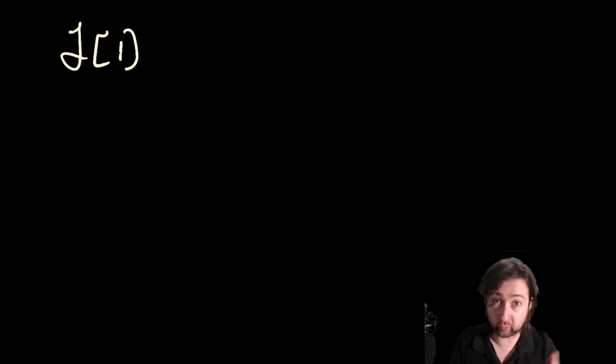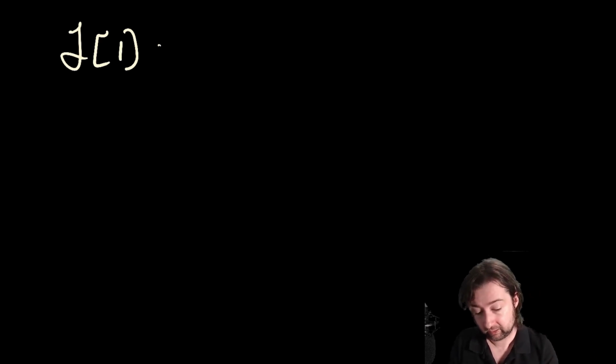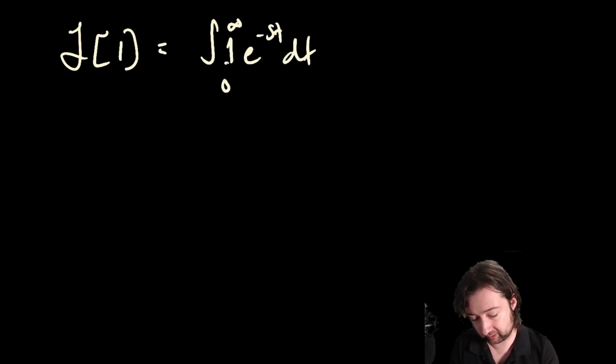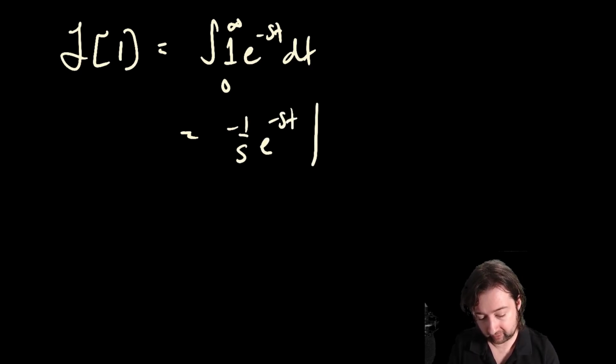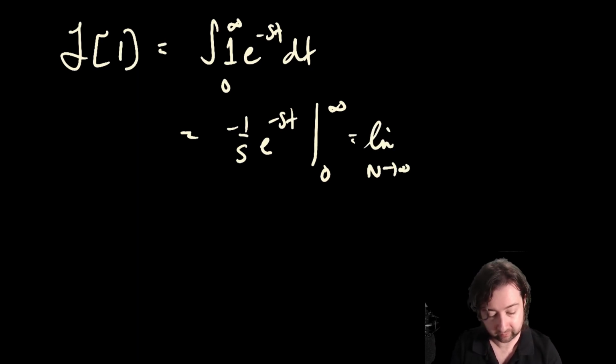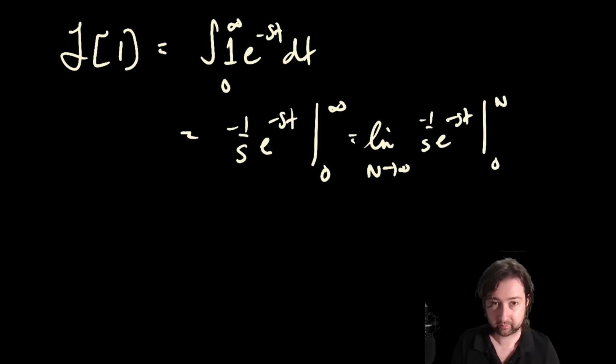So this is just something you can do directly from the definition. The Laplace transform of 1 is the integral from 0 to infinity of e to the minus st dt. There's a 1 right here because that's the f. Integrating that, you get minus 1 over s e to the minus st evaluated from 0 to infinity, which is really secretly the limit as n goes to infinity of minus 1 over s e to the minus st evaluated from 0 to n. If you put an n in, e to the minus st goes to 0, so that term disappears. You put in the 0, and what comes out of this is 1 over s. So the Laplace transform of 1 is 1 over s.